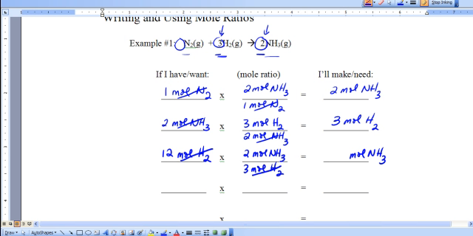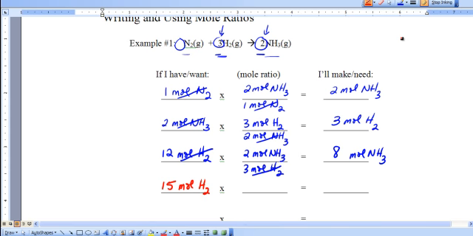And so now perform the calculation. 12 times 2 is 24, divided by 3 is 8. So you're going to produce 8 moles of ammonia from 12 moles of hydrogen. All right. Let me change up colors here just so we can illustrate a few other points. What if I had 15 moles of hydrogen?